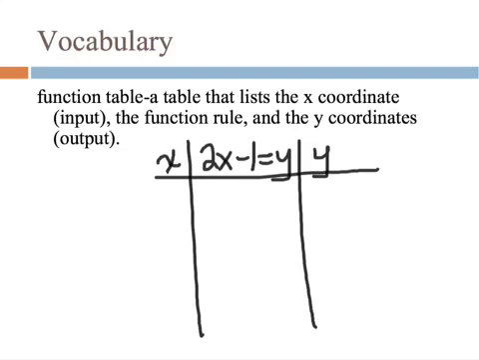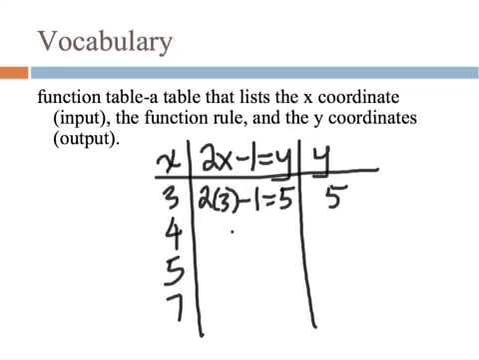So if we go back to the values that we had last time, I think they were 3, I don't remember actually, 3, 4, 5, 7, something like that. If we plug these values in, to show the work, we write 2 times 3 minus 1 equals, and what do we get? 5, and then we could put the 5 over here, and we continue down with that process. So that's what a function table looks like.